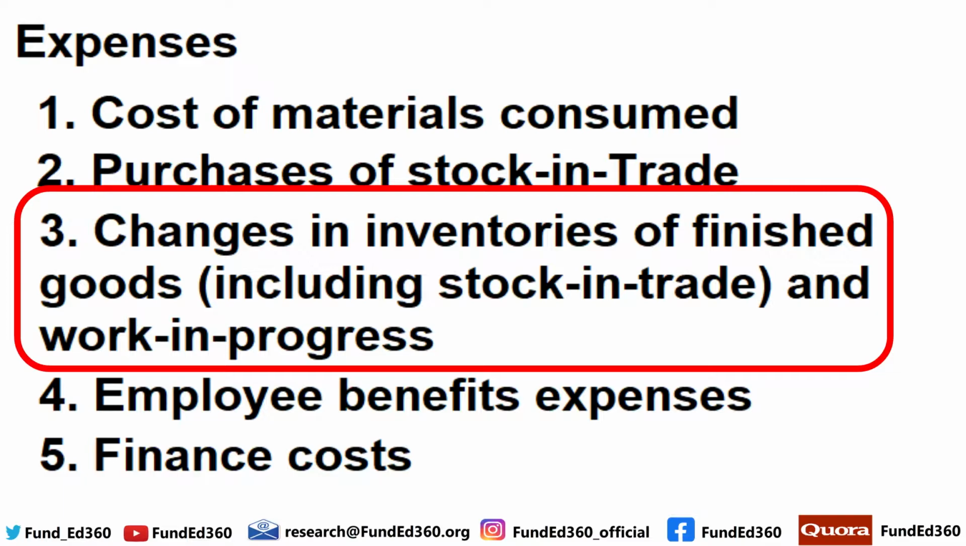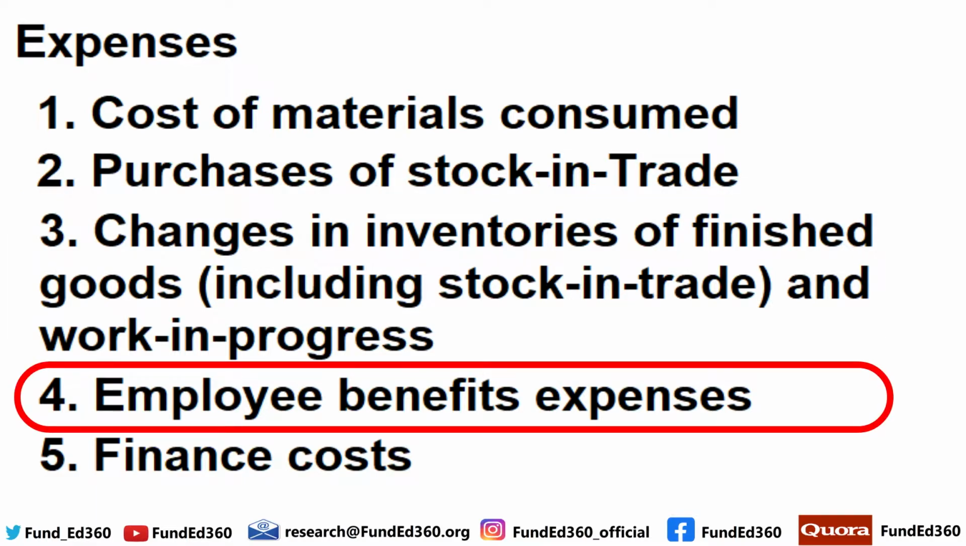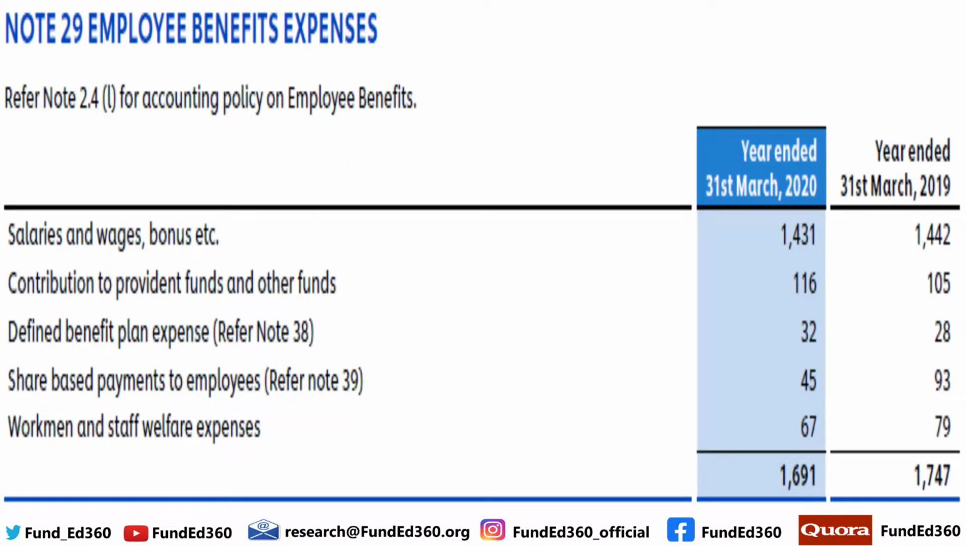Another item you can find is the employee benefits expenditure. All the costs incurred by the company for the benefit of employees are consolidated, and this can be found under the employee benefit expenditure tab of the P&L statement. And here you can find the breakup of various expenses under this tab, which has been given as note 29.